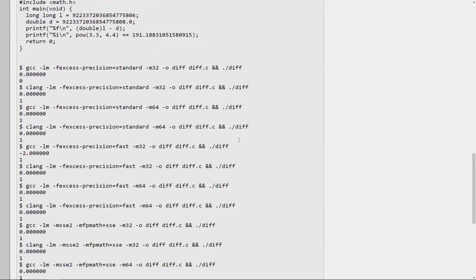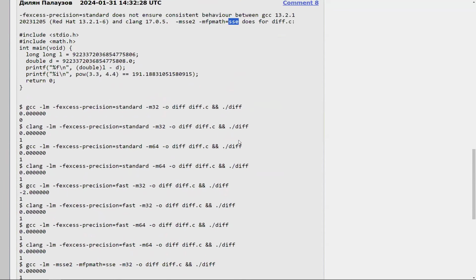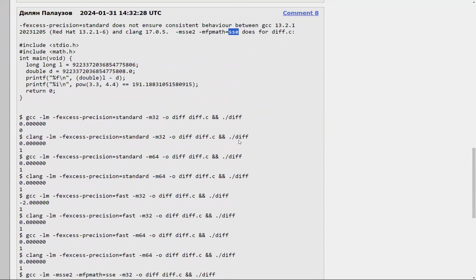And this exact precision fast, is it the same as fast-math or is it different? This is a subset of fast-math. That one I can actually answer. It's a small part of it. If I go back to this window, no, I need to go to the other window.